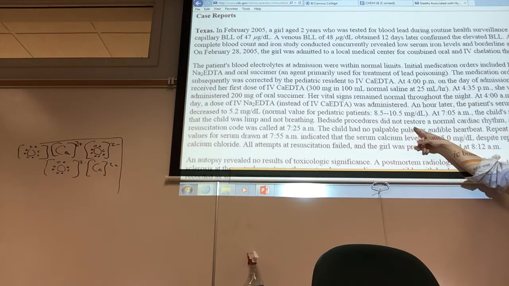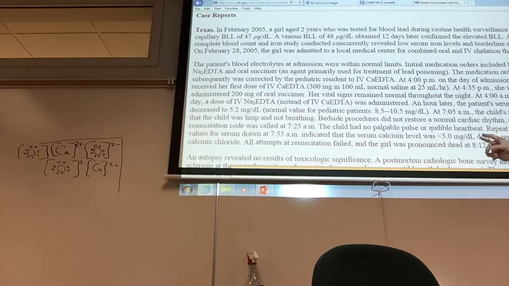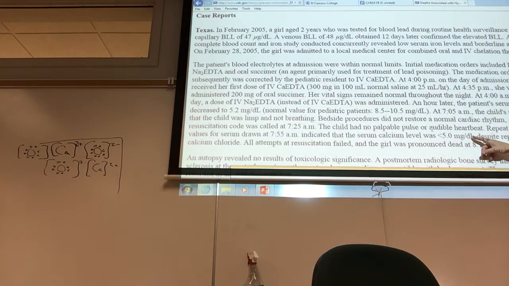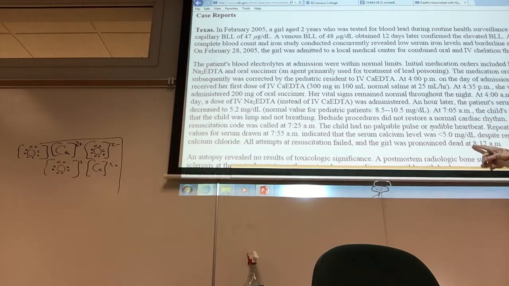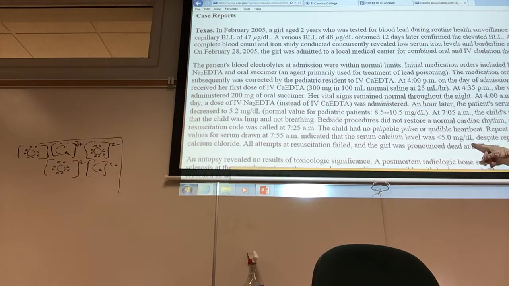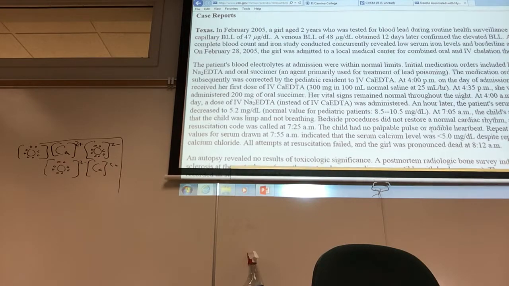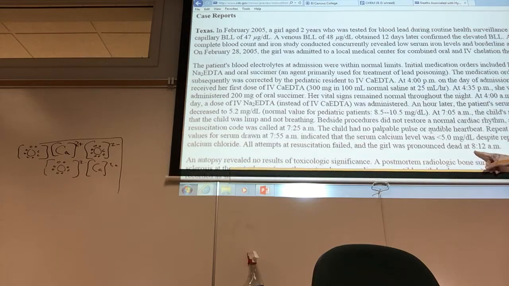Bedside procedures did not restore normal cardiac rhythm, and the cardiac resuscitation code was called at 7:25 a.m. The child had no palpable pulse or audible heartbeat. Repeat laboratory values for serum drawn at 7:55 a.m. indicated that the serum calcium level was less than 5. Despite repeated doses of calcium chloride, all attempts at resuscitation failed, and the girl was pronounced dead at 8:12 a.m.